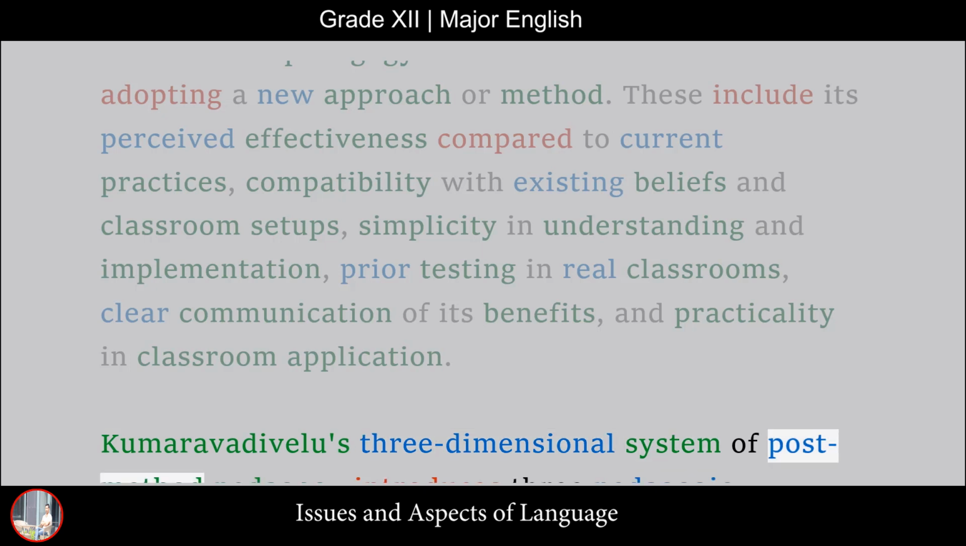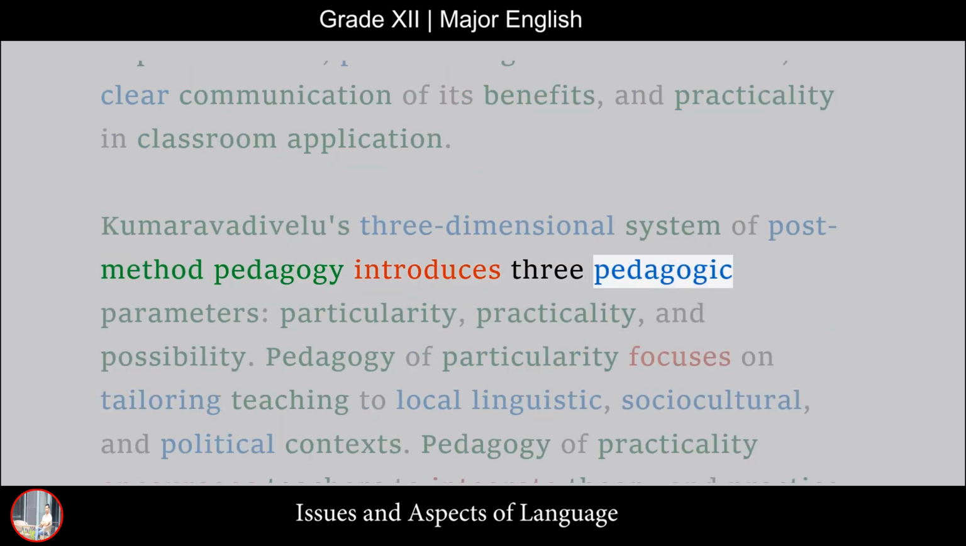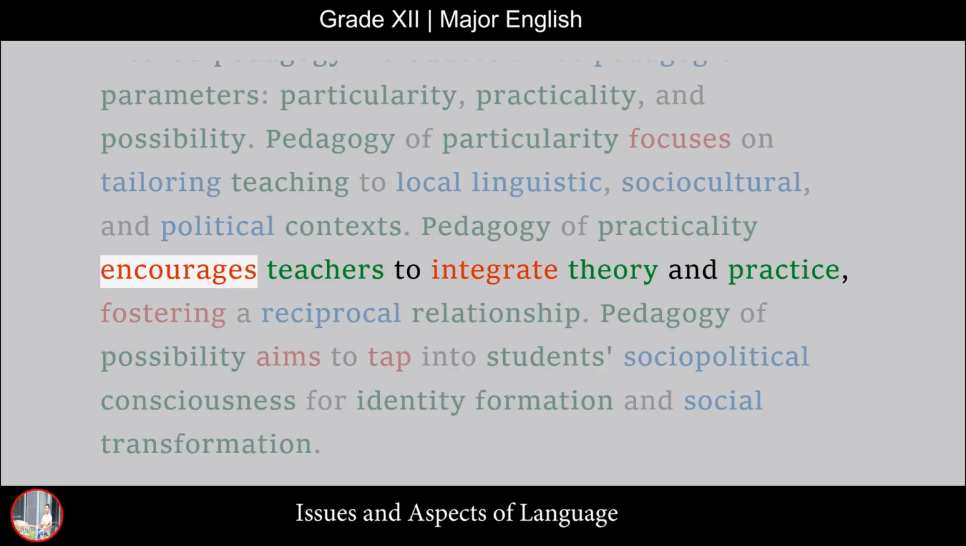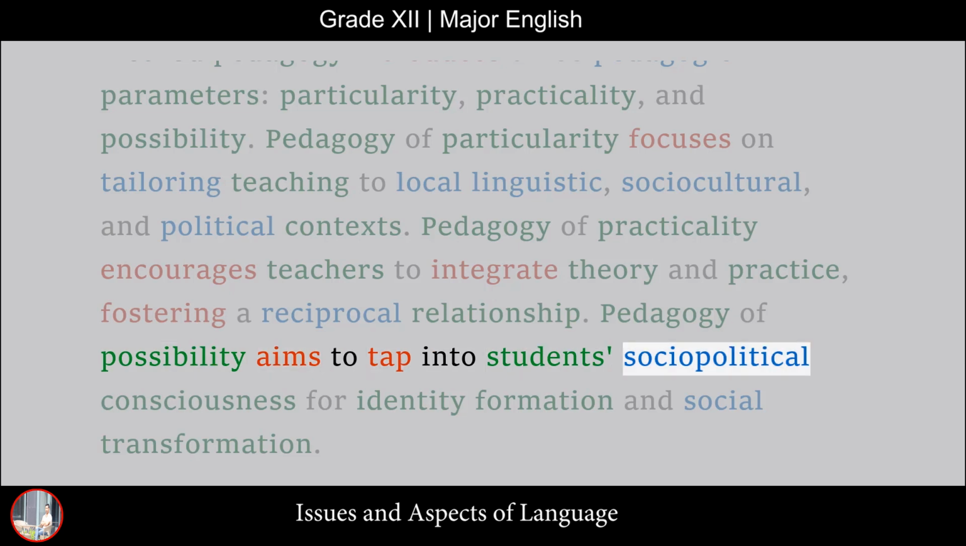Kumaravadivelu's three-dimensional system of post-method pedagogy introduces three pedagogic parameters: particularity, practicality, and possibility. Pedagogy of particularity focuses on tailoring teaching to local linguistic, socio-cultural, and political contexts. Pedagogy of practicality encourages teachers to integrate theory and practice, fostering a reciprocal relationship. Pedagogy of possibility aims to tap into students' socio-political consciousness for identity formation and social transformation.